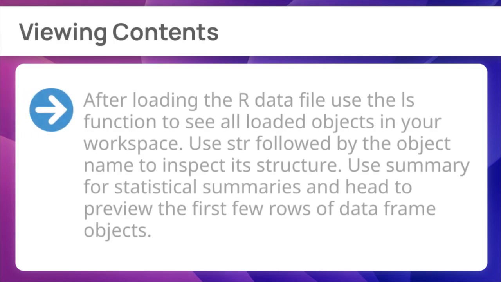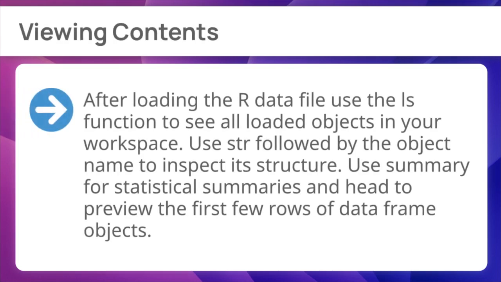Next, viewing contents. After loading the R data file, use the ls function to see all loaded objects in your workspace. Use str followed by the object name to inspect its structure. Use summary for statistical summaries and head to preview the first few rows of data frame objects.